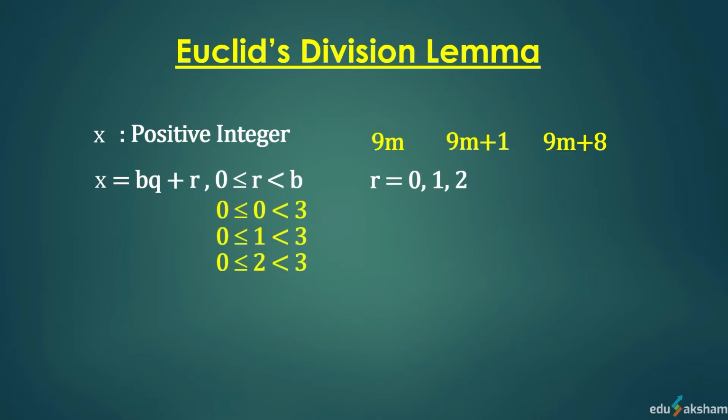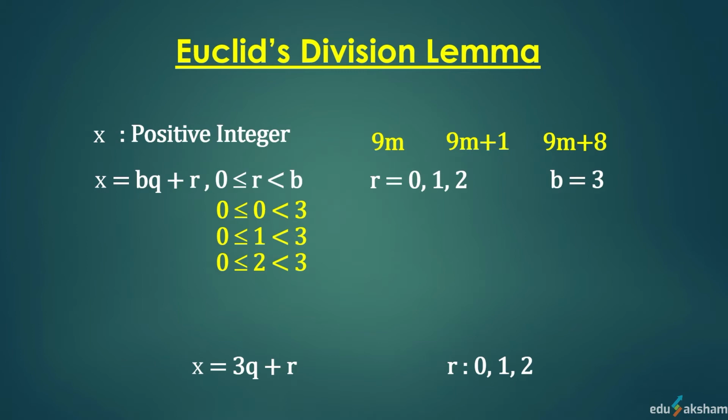We can see that 0, 1 and 2 are greater than or equal to 0 and less than 3. Therefore, we must select b as 3. Substituting the value of b in the equation x equals bq plus r, we can write x as 3q plus r, where r can take the values 0, 1 or 2. We had said that we must take at least three values of x and find their cubes. But now we can say that only these three values of x will be sufficient to prove that their cubes are of the form 9m, 9m plus 1 or 9m plus 8.